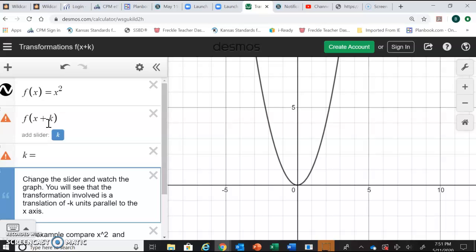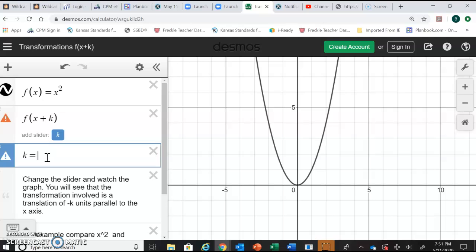So on the screen, you're going to see that I have the graph of f of x equals x squared. So essentially y equals x squared. F of x, remember, replaces y, so we have y equals x squared, or f of x equals x squared. The f of x just indicates to us that this is a function. So we have x squared being graphed here, and we're going to see how it shifts based on a transformation where you do plus k inside the parentheses.